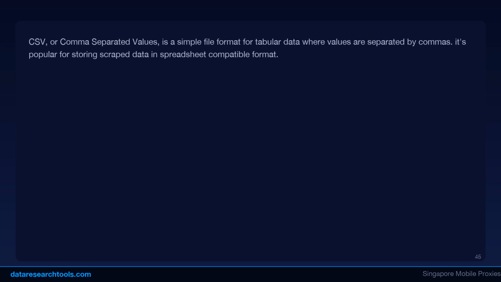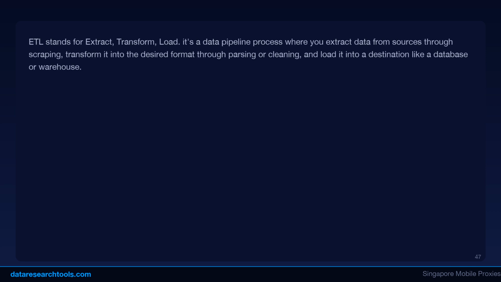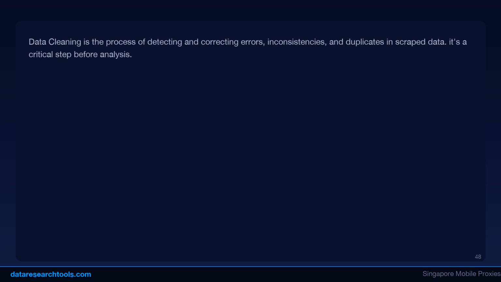A database is a structured collection of data stored electronically. Scraped data is commonly stored in SQL databases like Postgres or MySQL, or NoSQL databases like MongoDB. ETL stands for extract, transform, load. It's a data pipeline process where you extract data from sources through scraping, transform it into the desired format through parsing or cleaning, and load it into a destination like a database or warehouse.